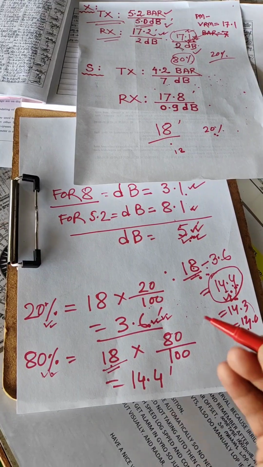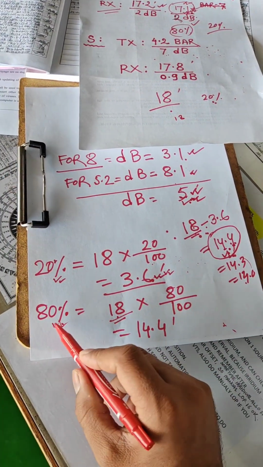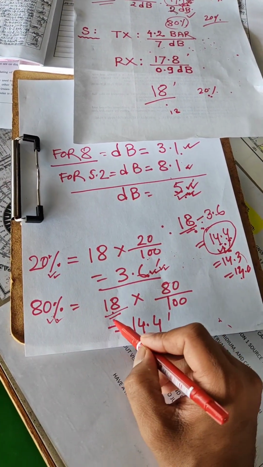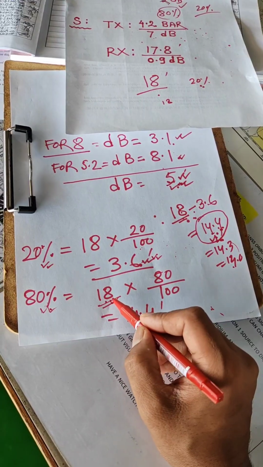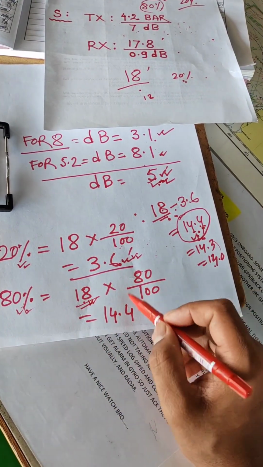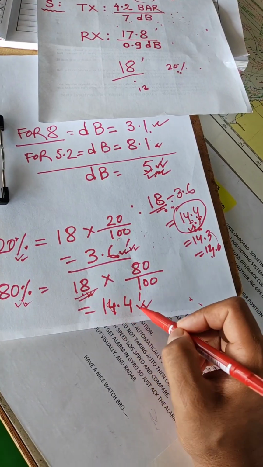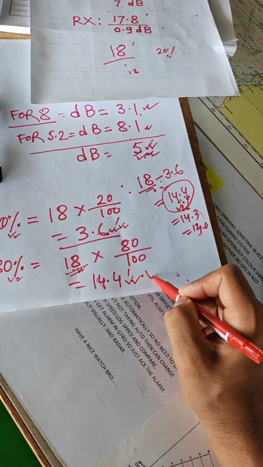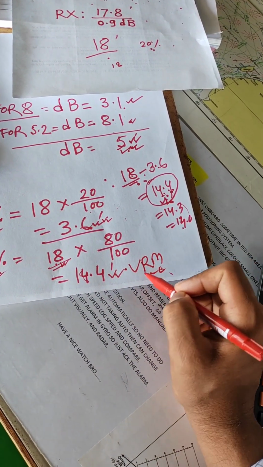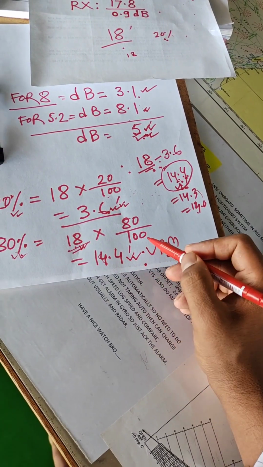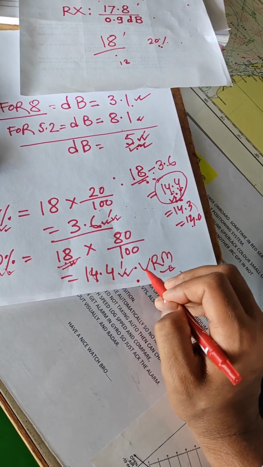Okay, guys, next one is the 80%. 80% means what? 80% of 18 mile. Its calculation you see here, it's 14.4, the same thing. So up to 14.4 BRM, if you get this BRM, your magnetron is okay. But if it goes below 14.4, your magnetron needs to be changed.